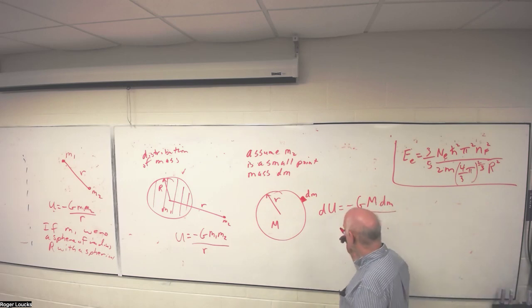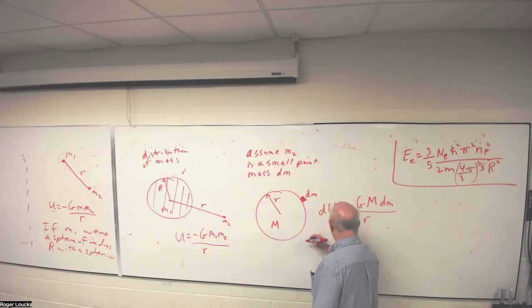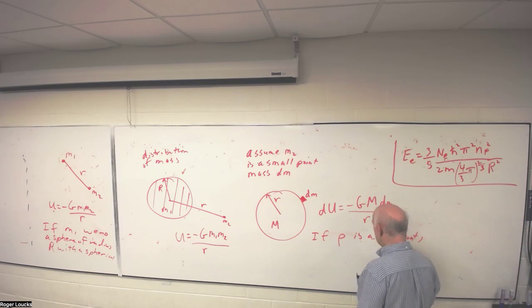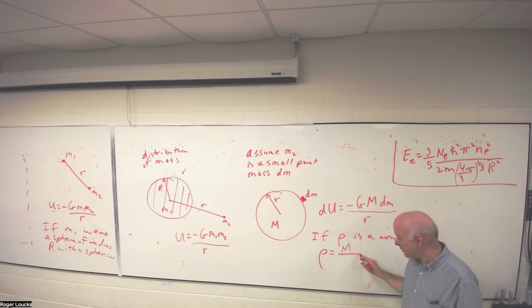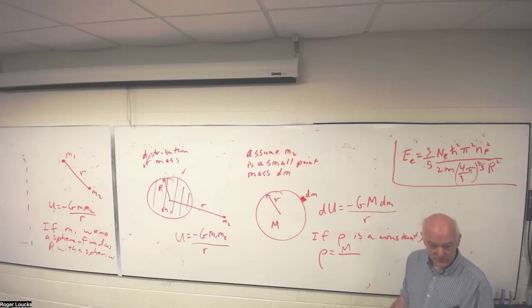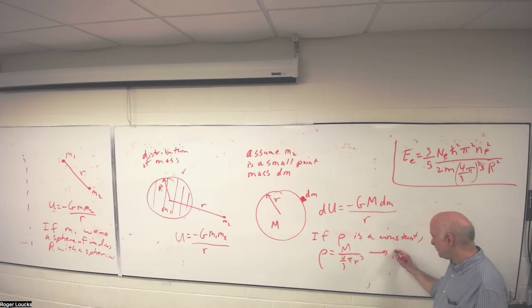So first of all, suppose rho is a constant. How can I write rho again? What's mass density? The mass over the volume. In this case, the volume is 4/3 pi r cubed. So your mass here, capital M, is going to be rho times 4/3 pi R cubed.